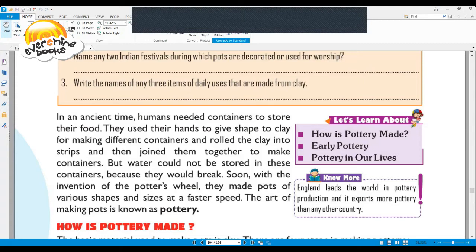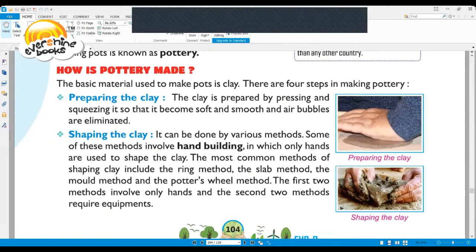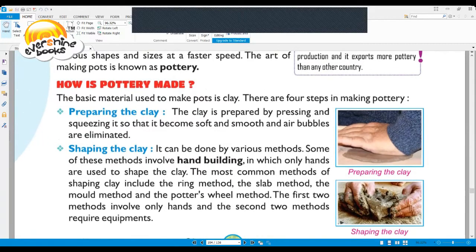Soon, with the invention of the potter's wheel, they made pots of various shapes and sizes and at a faster speed. The art of making pots is known as pottery. How is pottery made? After seeing the video, I am sure you will hardly have to go through this chapter. The basic material used for making pots is clay.